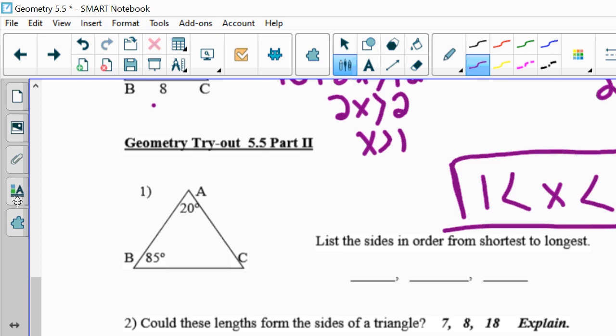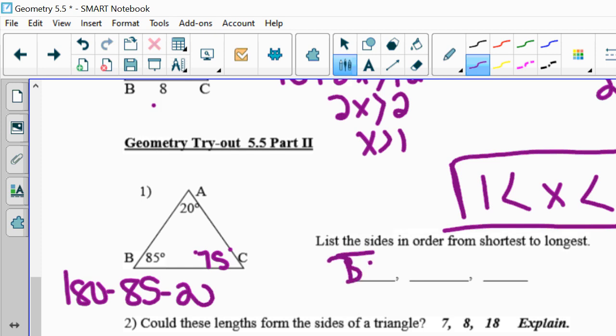So again, remember the very first thing I would have to do is find this missing angle. So 180 minus 85 minus 20, we find that angle C is 75. So now they want shortest, so the smallest angle is A, 20 degrees, so across from that would be side BC. And then 75 is next, so across from that, side AB. And finally, 85 was the biggest one, so side AC.